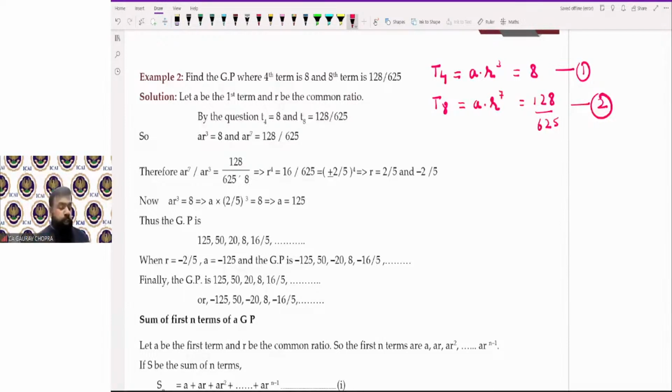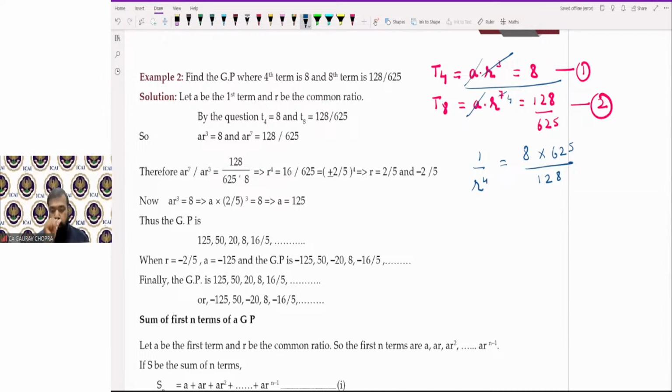So in order to solve these two equations, what we have to do? Simply divide them. इन दोनों इक्वेशंस को सॉल्व करने के लिए क्या करना है? दोनों को डिवाइड कर लें. कुछ चीजें कैंसिल हो जाएगी. A and A will get cancelled. R cube will get cancelled. So what is left? R to the power of 4. So 1 upon R to the power of 4 is equal to 8 multiplied by 625 upon 128.